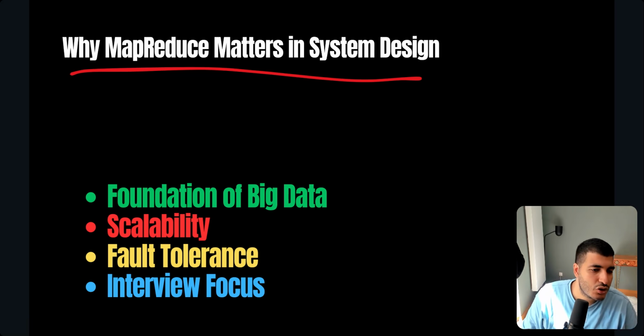Number four, which is something about interviews. Interviews will use it to check your understanding of fundamental distributed computing concepts. You might be asked to apply the MapReduce paradigm to a problem. For example, how would you find the top 10 trending hashtags using MapReduce? Things like that.